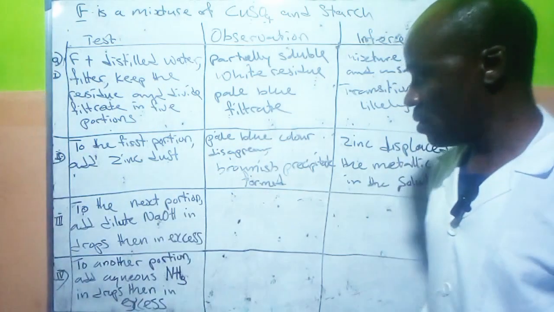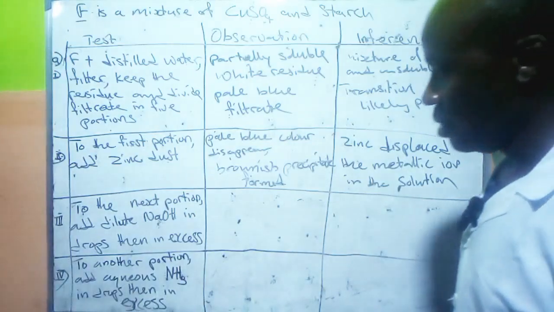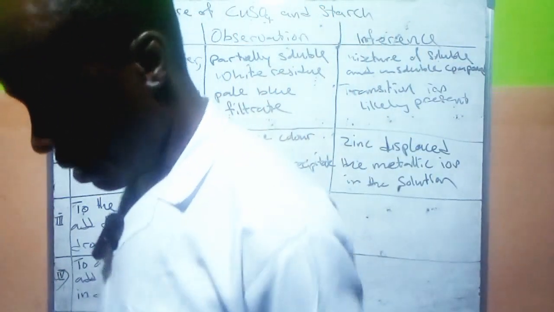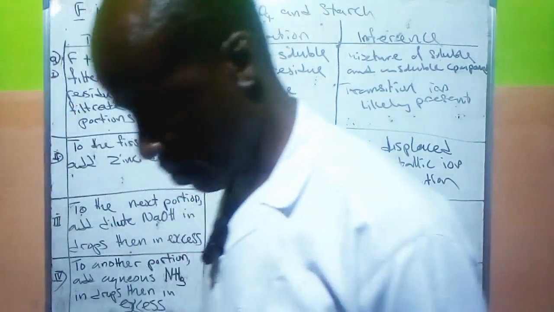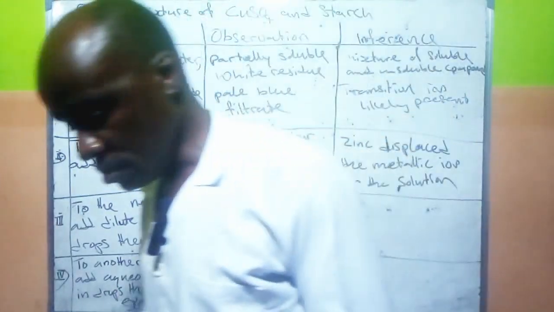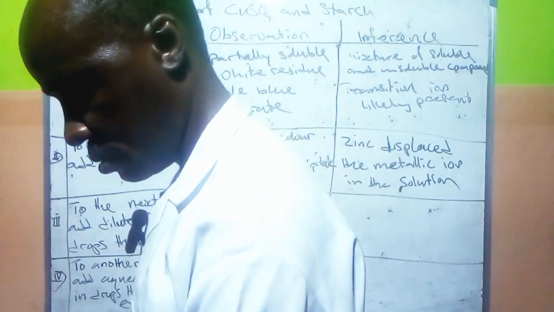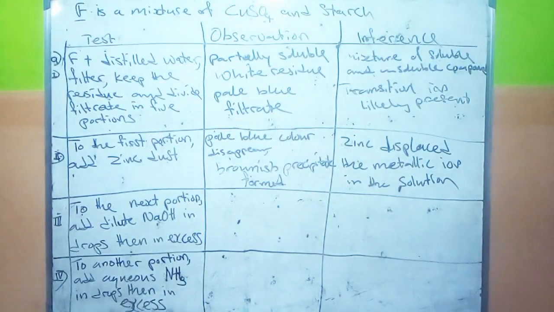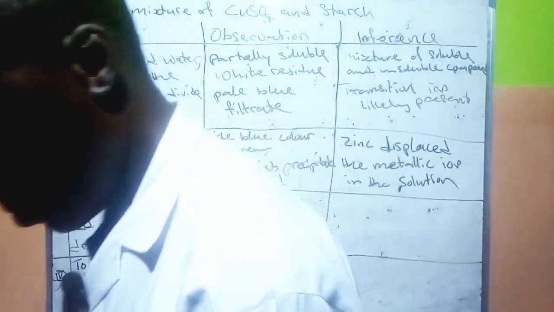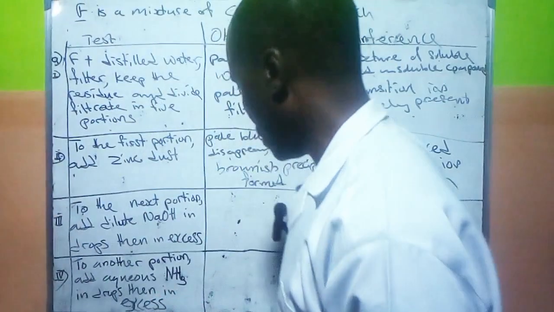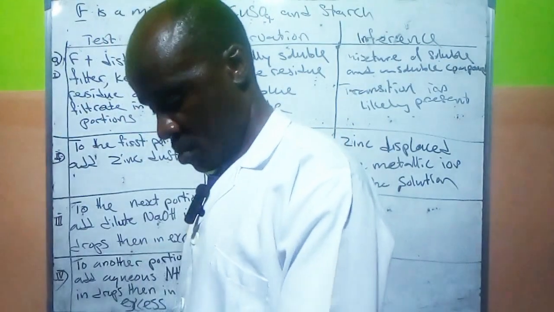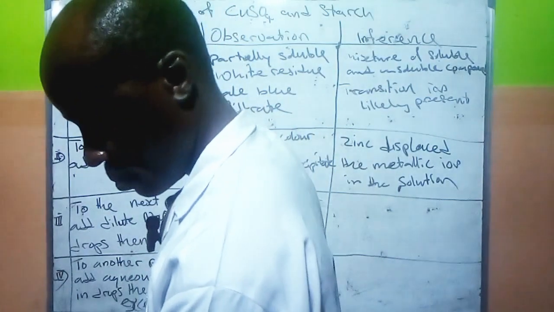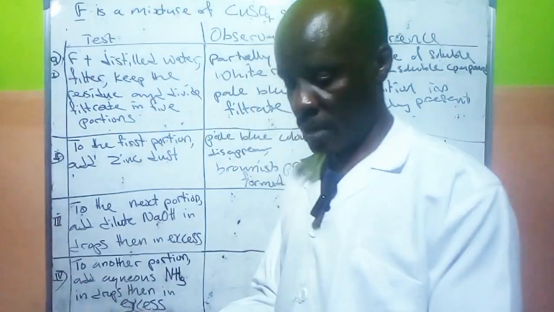So the next one we'll go over now. To the next portion, add dilute sodium hydroxide. We have our next portion. We're going to add dilute sodium hydroxide in drops, and then in excess. Let me see if I can make it in drops.